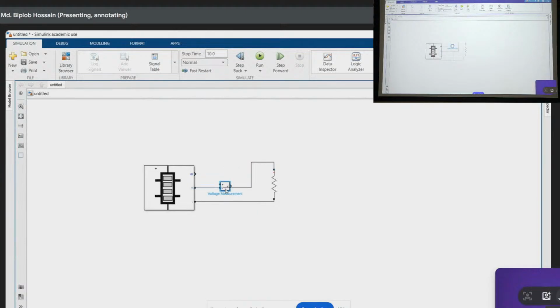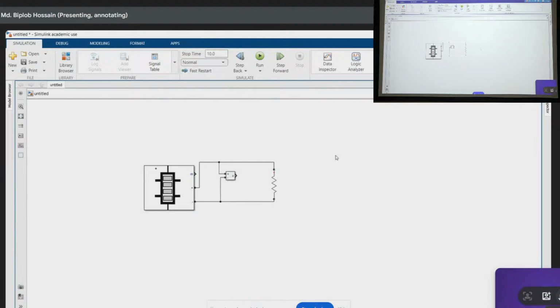So we have to connect the voltmeter in parallel because we are measuring voltage. So plus here, plus here, and it shows us the signal value, what would be the voltage across these two terminals. So we can choose this one.